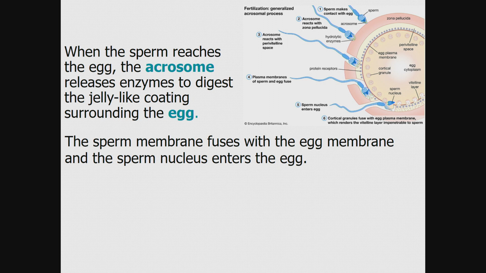Only a few dozen of the best swimmers make it. When the sperm reaches the egg, the acrosome releases enzymes to digest the jelly-like coating surrounding the egg. The sperm membrane fuses with the egg membrane, and the sperm nucleus enters the egg.